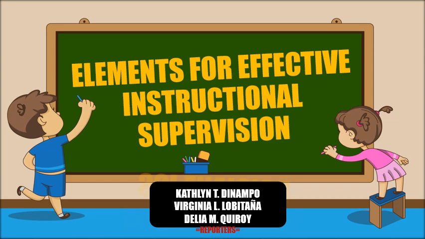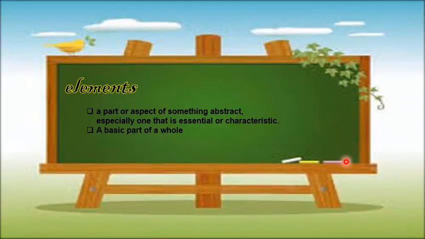This morning, I will tackle the elements of effective instructional supervision. But before that, let's first define what an element is. An element is a part or aspect of something abstract, especially one that is essential or characteristic. In short, an element is a basic part of a whole. So there are elements of effective instructional supervision.